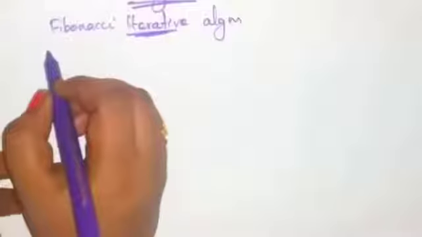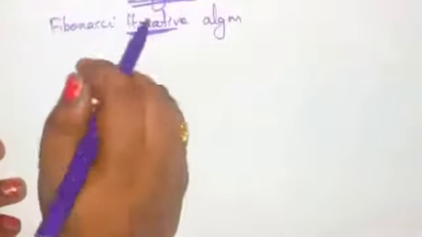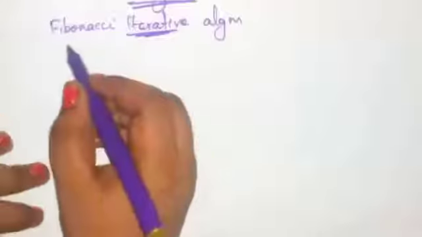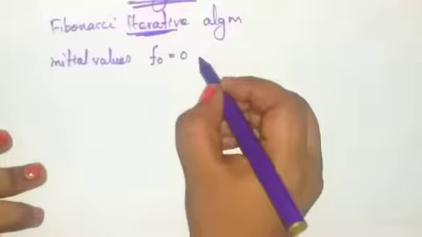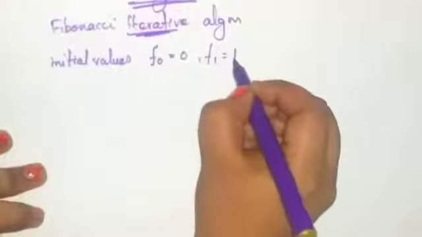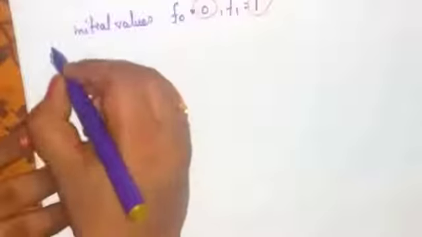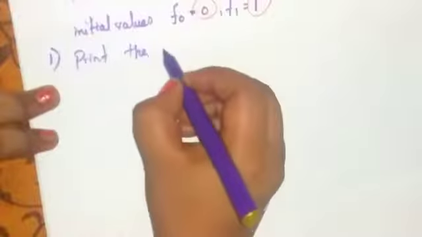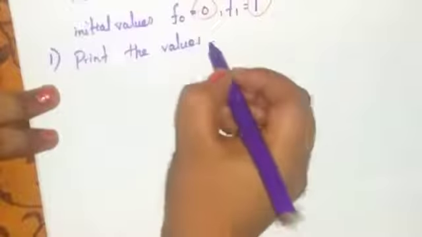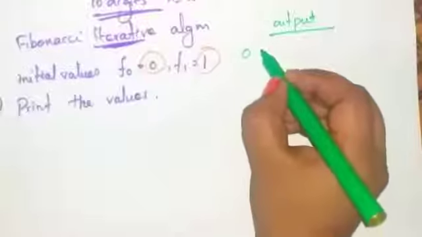So now let us write the steps to calculate the Fibonacci series for 10 digits using the dynamic programming approach. First, give the initial values: F0 means 0, F1 means 1. These are the initial values, 0, 1. Write step 1: print the initial values. First you have to print the initial values, 0 and 1.